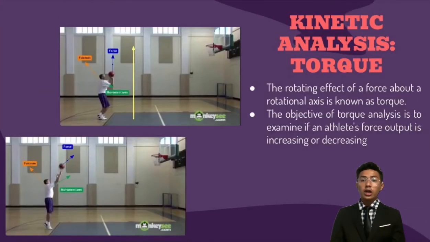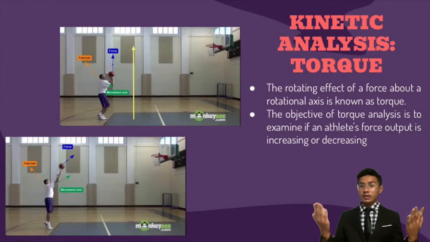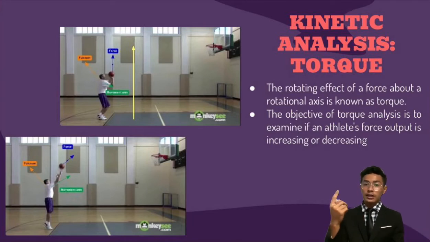As for torque, the rotating effect of a force about a rotational axis is known as torque. Additionally, the force that produces a turning effect is to blame. Torque in this scenario may cause the ball to spin. Torque is calculated as force, F, multiplied by the moment arm. Therefore, the shorter the distance the ball must travel to reach the ring, the greater the torque that can be generated.